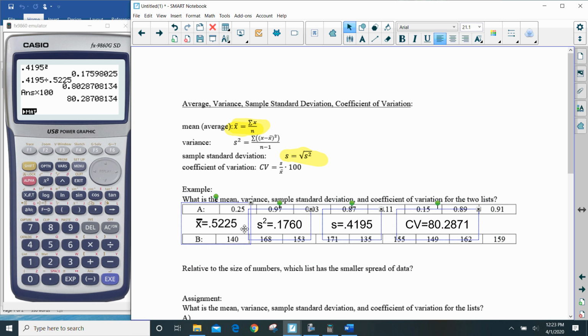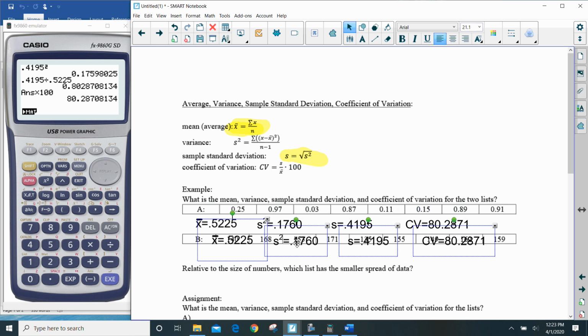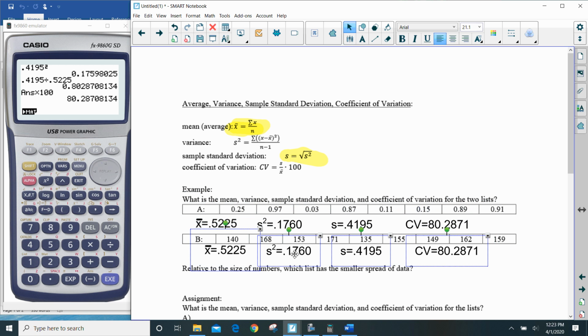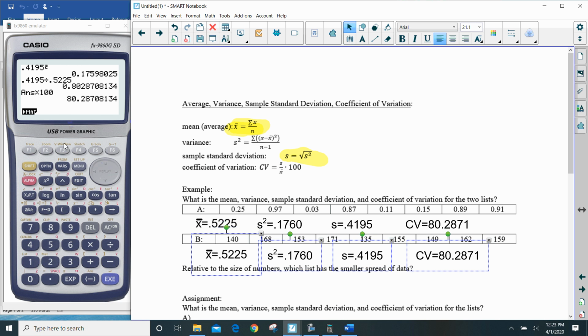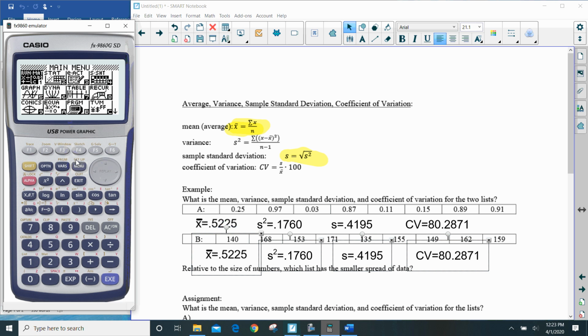Let's see if I can do this. All right, so I am going to work with the second group, so I will just kind of show you quickly what I do to get these answers using my calculator.